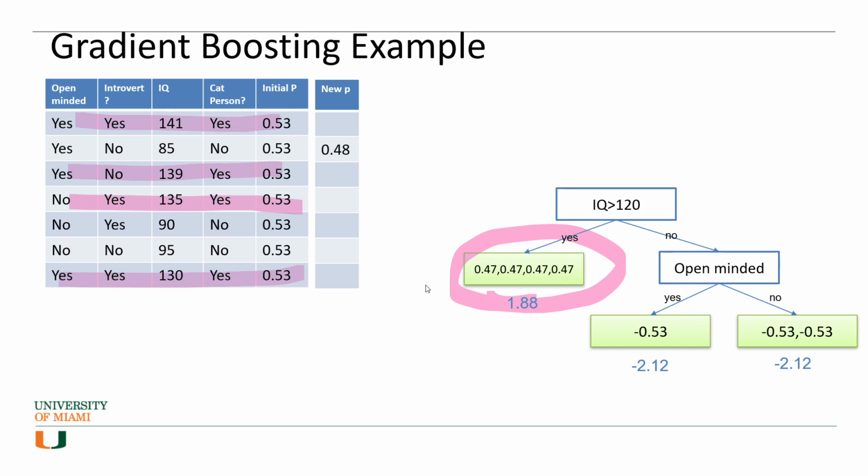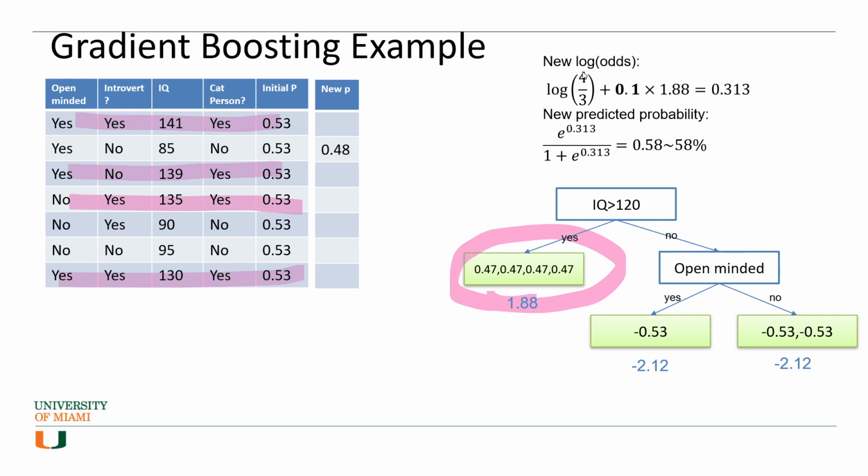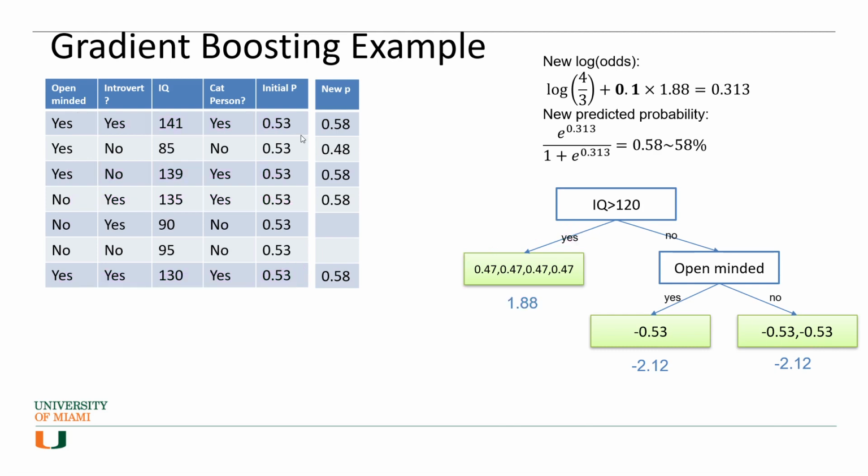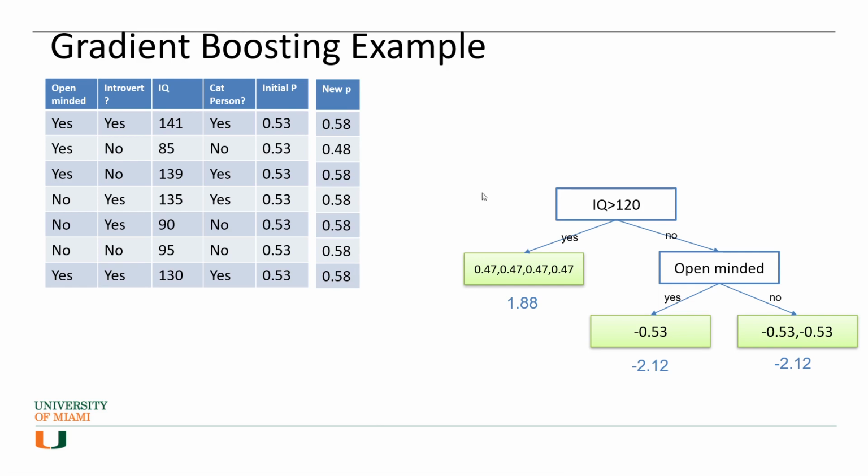Now, let's do this one as well. These 4 observations are the ones that are all placed into this leaf, and if we do the new log odds for them, again, it's going to be the previous log odds, which was log of 4/3, plus the learning rate, which is 0.1, multiplied by 1.88. That was the transformed outcome for this leaf, which is going to be 0.313. And if you put it in the logit function, you're going to have 58%. So the new probability for these 4 observations is going to be 58%. And if you do it for the other 2 observations, you would see that in those cases, it is also going to be 58%. So this is a new updated probability.